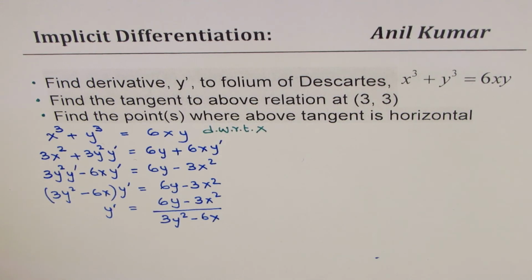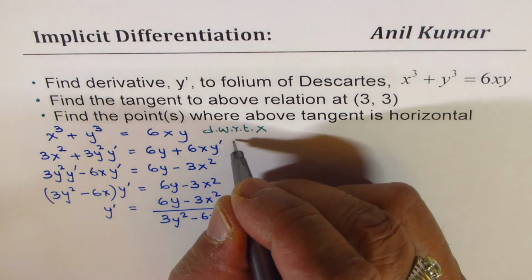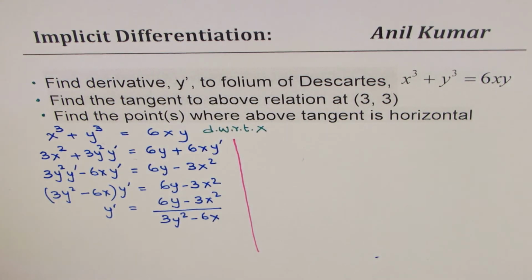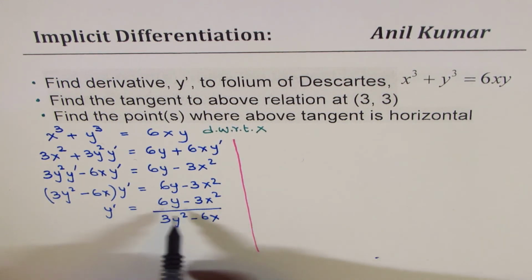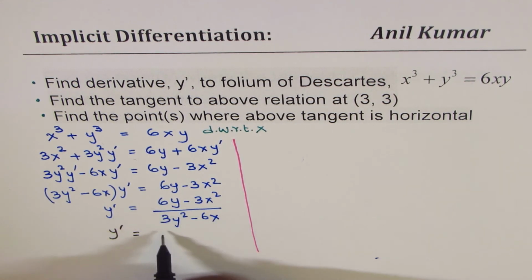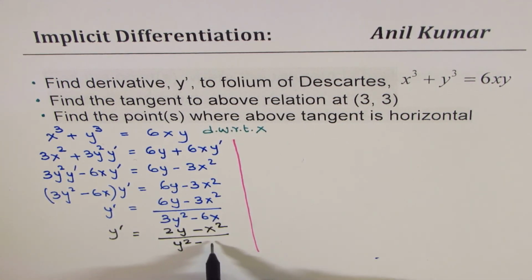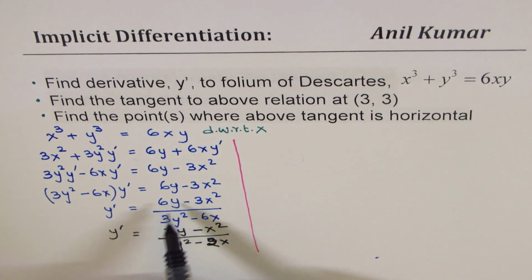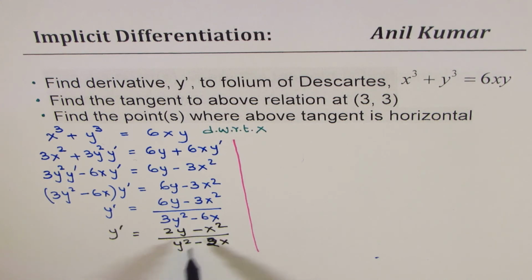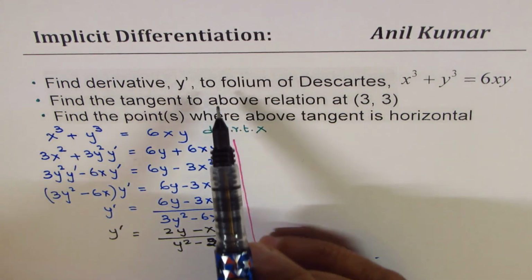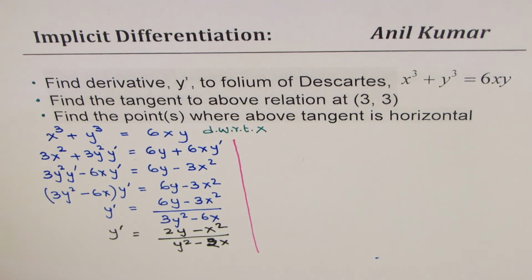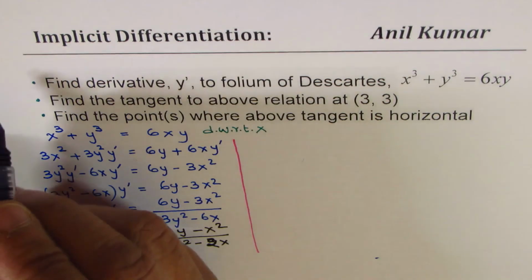We can of course divide everything by 3 to simplify, correct? So let's do that. I'll rewrite the derivative by dividing everything by 3. So we have the derivative of this function as 2y minus x squared over y squared minus 2x. So we divided everything by 3. 6 divided by 3 is 2, right? So we get 2 here and 1's there. So we have found the derivative of this function. Let's call this part A.